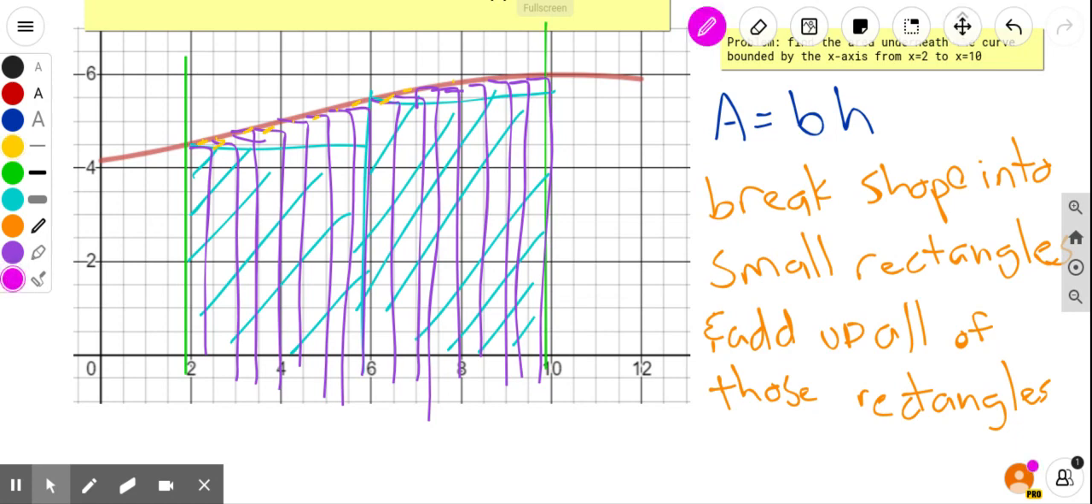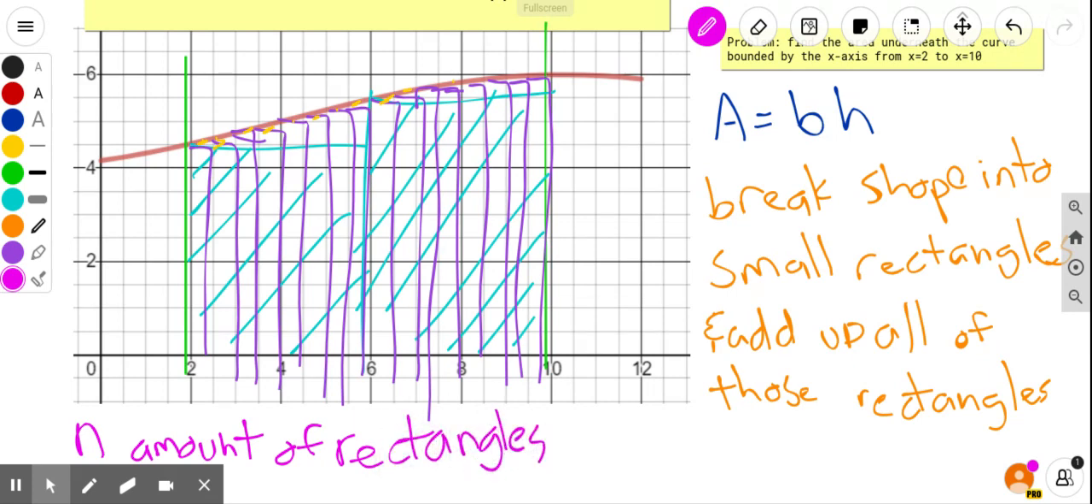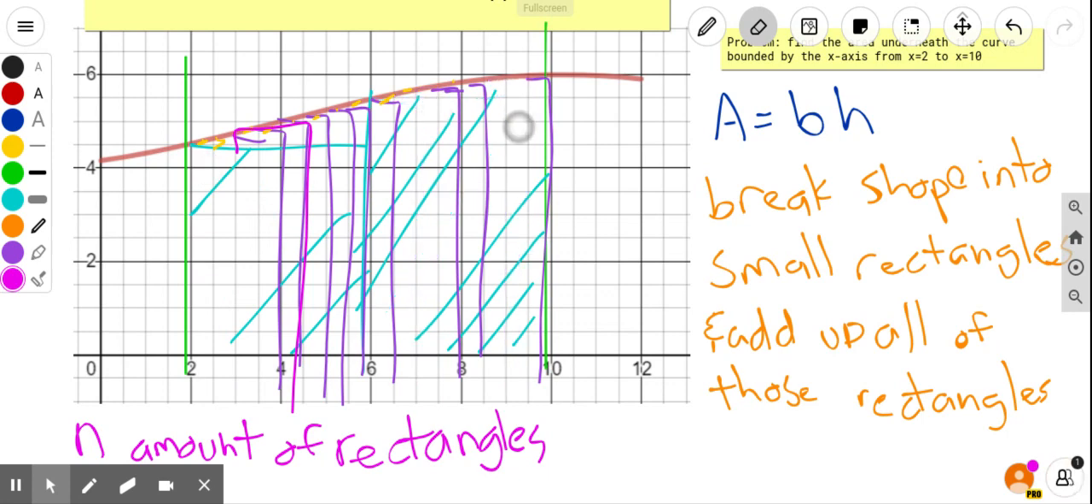If I break this up into n amount of triangles, or rectangles, geez, wrong shape, right? So let's say it's this right here and this over here. And actually, I'm going to clean this image up a little bit because this is going to be too much. All right.